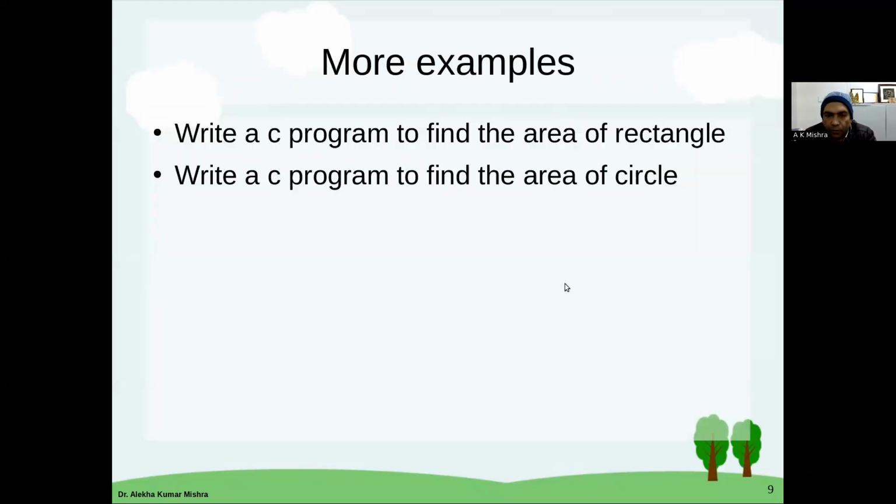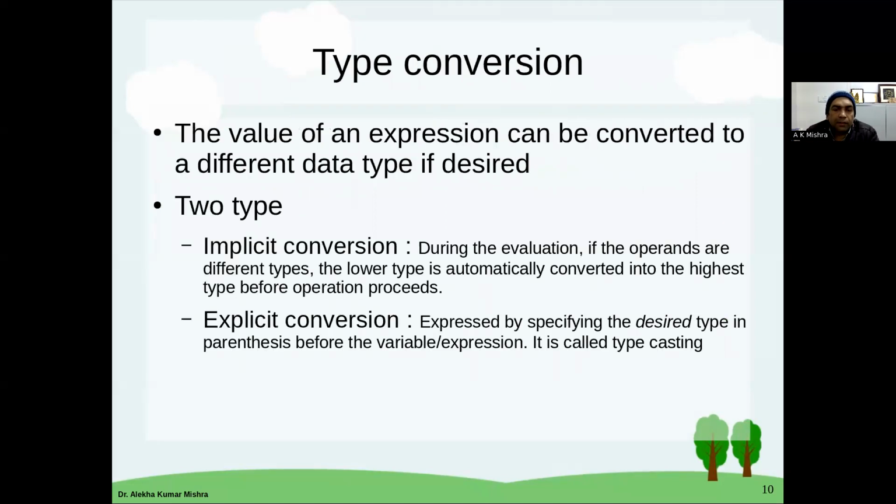Now these are some exercises for you to write a program for the area of the rectangle and the area of a circle. Then an important thing when we are evaluating an arithmetic expression is type conversion, because it may happen that we end up with an expression containing more than one different type of data. The variables involved in the expression may have different types.